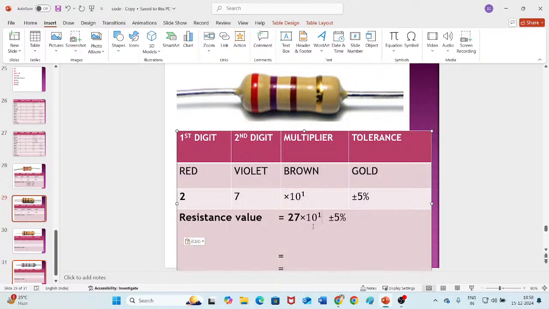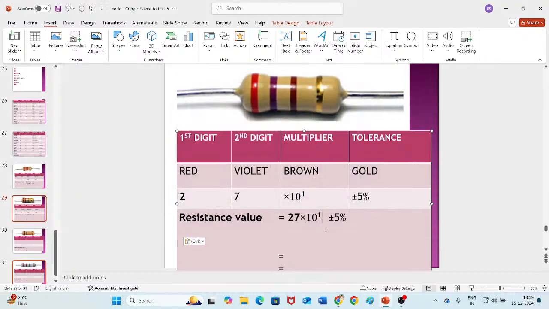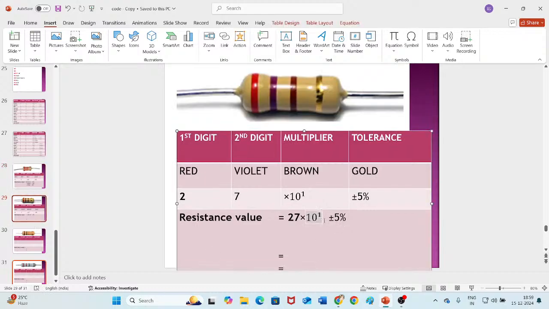So I will insert the ohm symbol here. I'm unable to find it, so I will just copy it from here. I just copied it because I couldn't find it there.